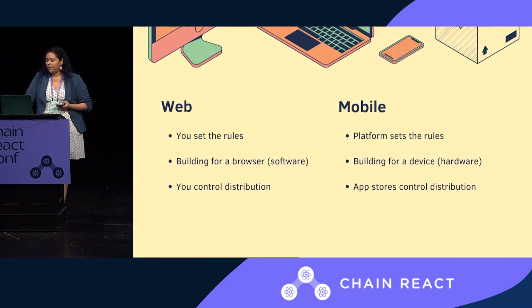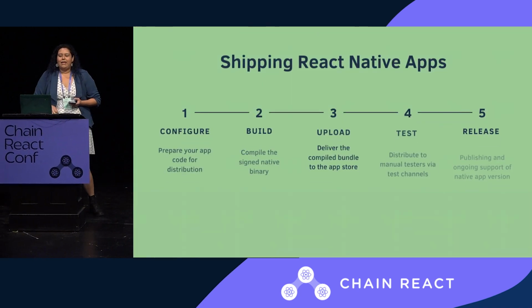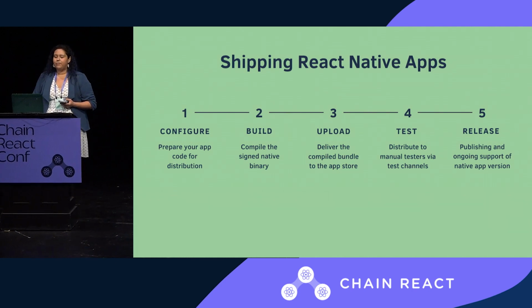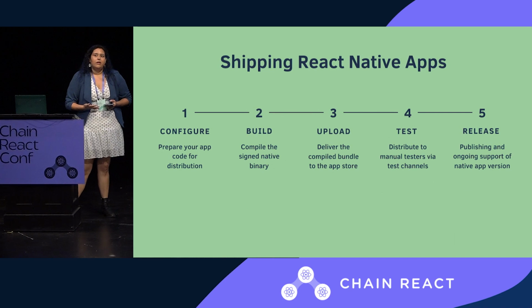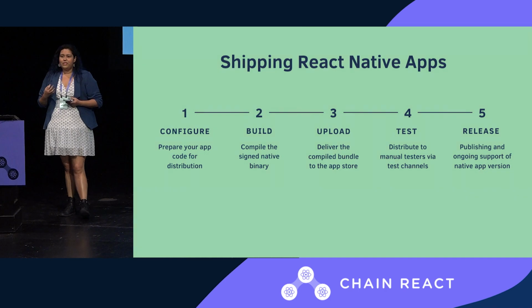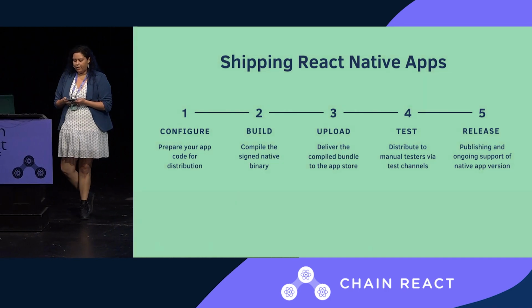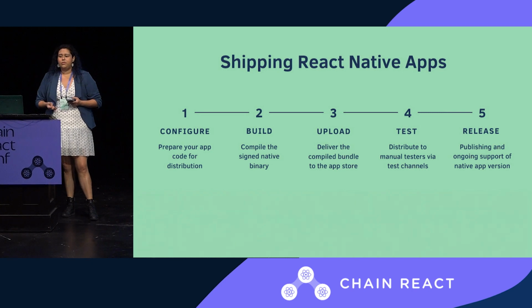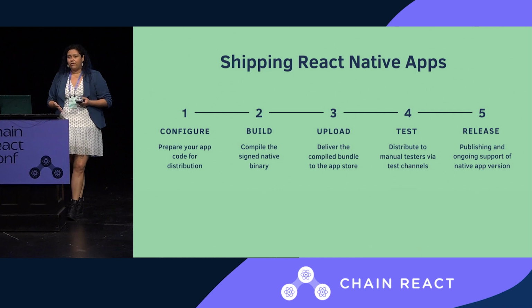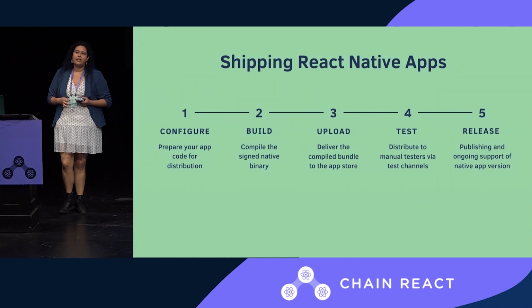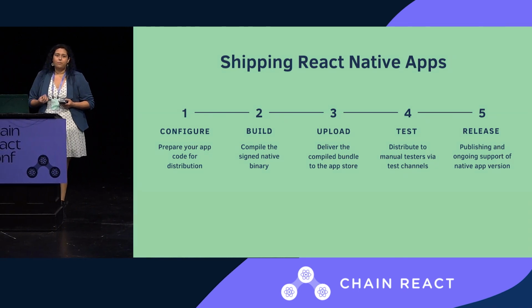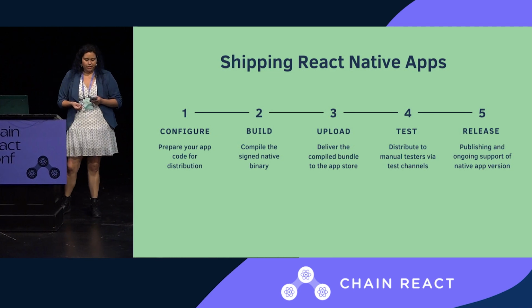So when we talk about shipping React Native apps, we're talking about going from code all the way to the app in your user's hands via the app store. And this is what that process looks like. You start with configuration, which is essentially preparing your app code for distribution. Then you're going to compile the signed native binary. Then you upload that binary to the app stores. Once it's in the app stores, then you distribute those to testers via test channels. And then finally, once your app has been fully tested and you're ready to release it, you publish it to all users. And you also need to maintain ongoing support of that version of the native application.